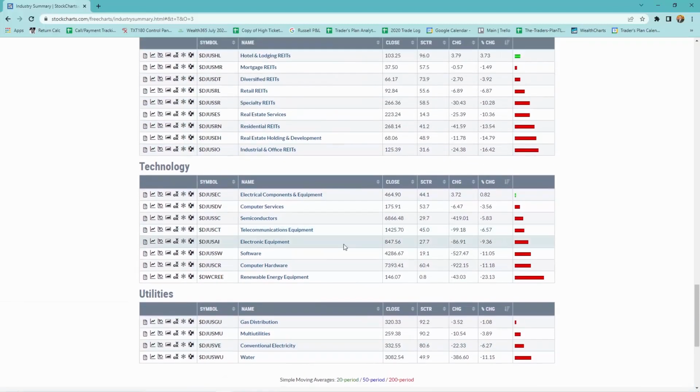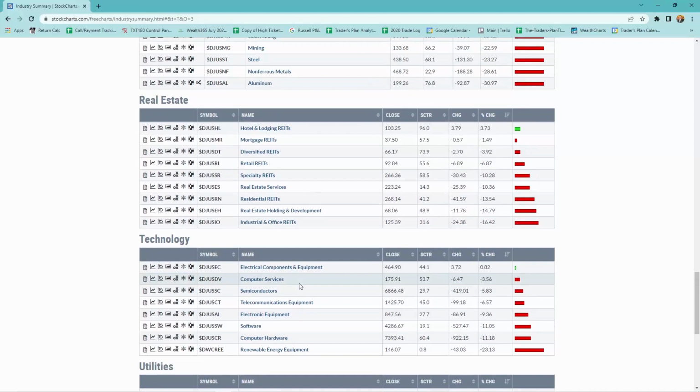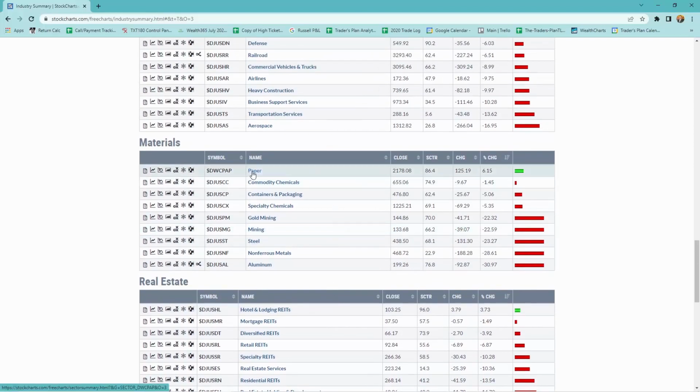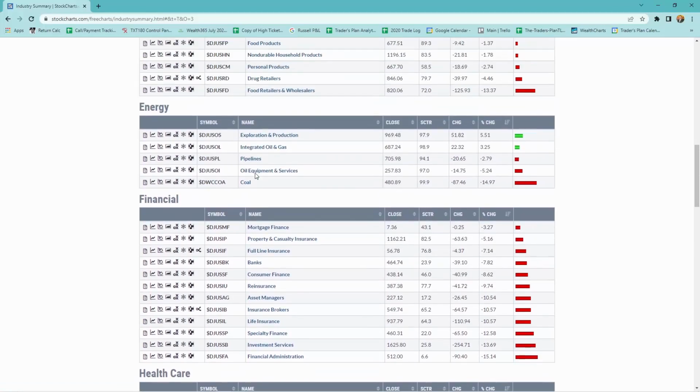So let's just say 3% is our threshold. It'll be different depending on the market environment, but I've identified 4 industries that really can move and move pretty nicely. And that's the hotel and lodging industry right here, right? Even though all the other REITs in this sector are looking bad, you have a standout. Okay, I'm going to pay attention there. You have paper, and we're going to come back to that. And then we have 2 energy industries that we're going to dive a little bit deeper into. So now we have 4 identifiable industries that are looking good on a 1-month basis.